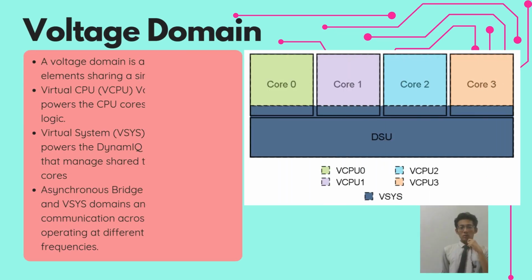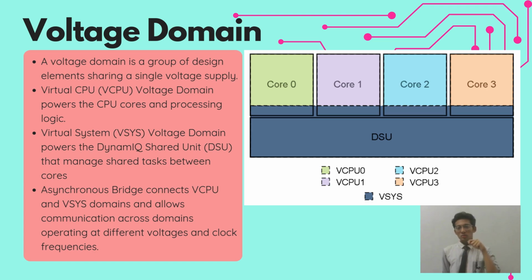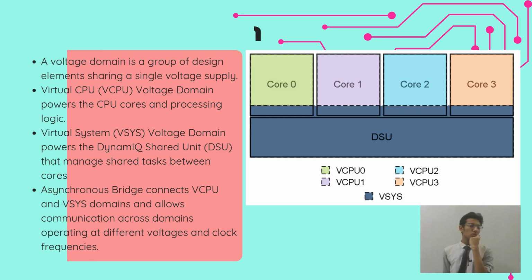For the next part, we will start with the voltage domain. A voltage domain is a group of design elements that share a single voltage supply. For each core, the virtual CPU, vCPU, voltage domain powers the CPU core and its processing logic unit. Also, the virtual system, VSys, voltage domain powers the dynamic shared unit, DSU, which manages the shared tasks between the cores. There is also an asynchronous bridge that connects the vCPU and VSys domains. It also allows communication between domains that operate at different voltages and clock frequencies.